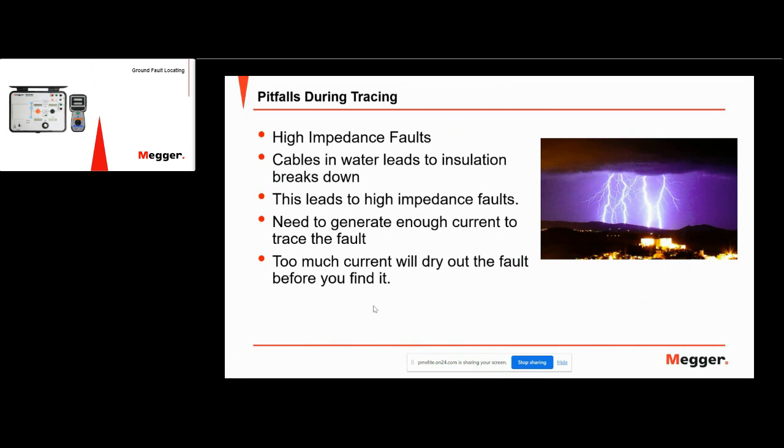When you get these higher impedance faults, which can be over 100K, these present more of a challenge to locate, because you have to be able to generate enough current to locate the fault and overcome both your signal to noise ratio from your noise in the system and the stray capacitance. And you also have to be careful not to apply too much current, because you could dry the fault out before you even find it, assuming it's due to water ingress, which is one of the most common causes of high impedance faults.